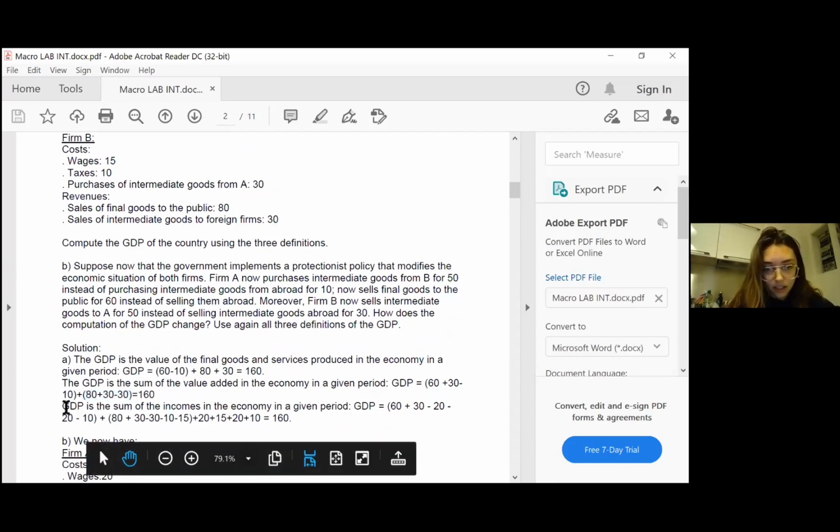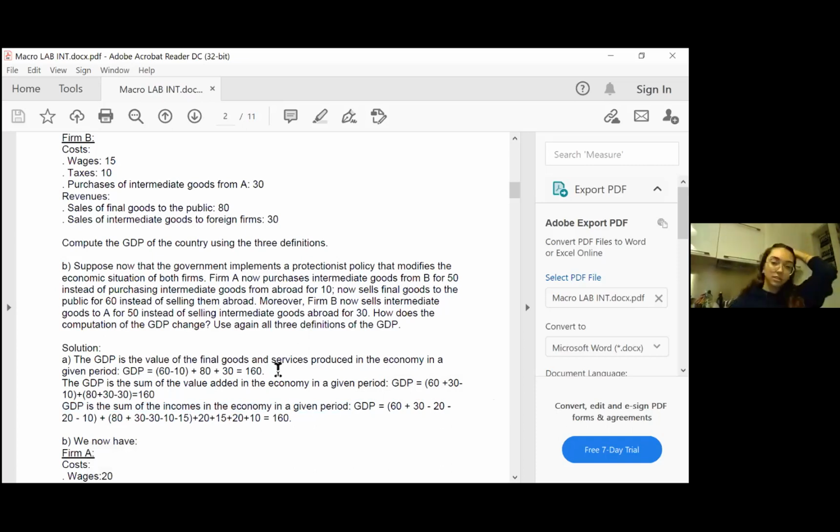And then finally, the last definition: GDP is the sum of incomes in the economy in a given period. Okay, so this one is a bit more tricky. How do you do the sum of incomes? You have different incomes to take into consideration. First of all, the easiest one, the income from the firms, right?